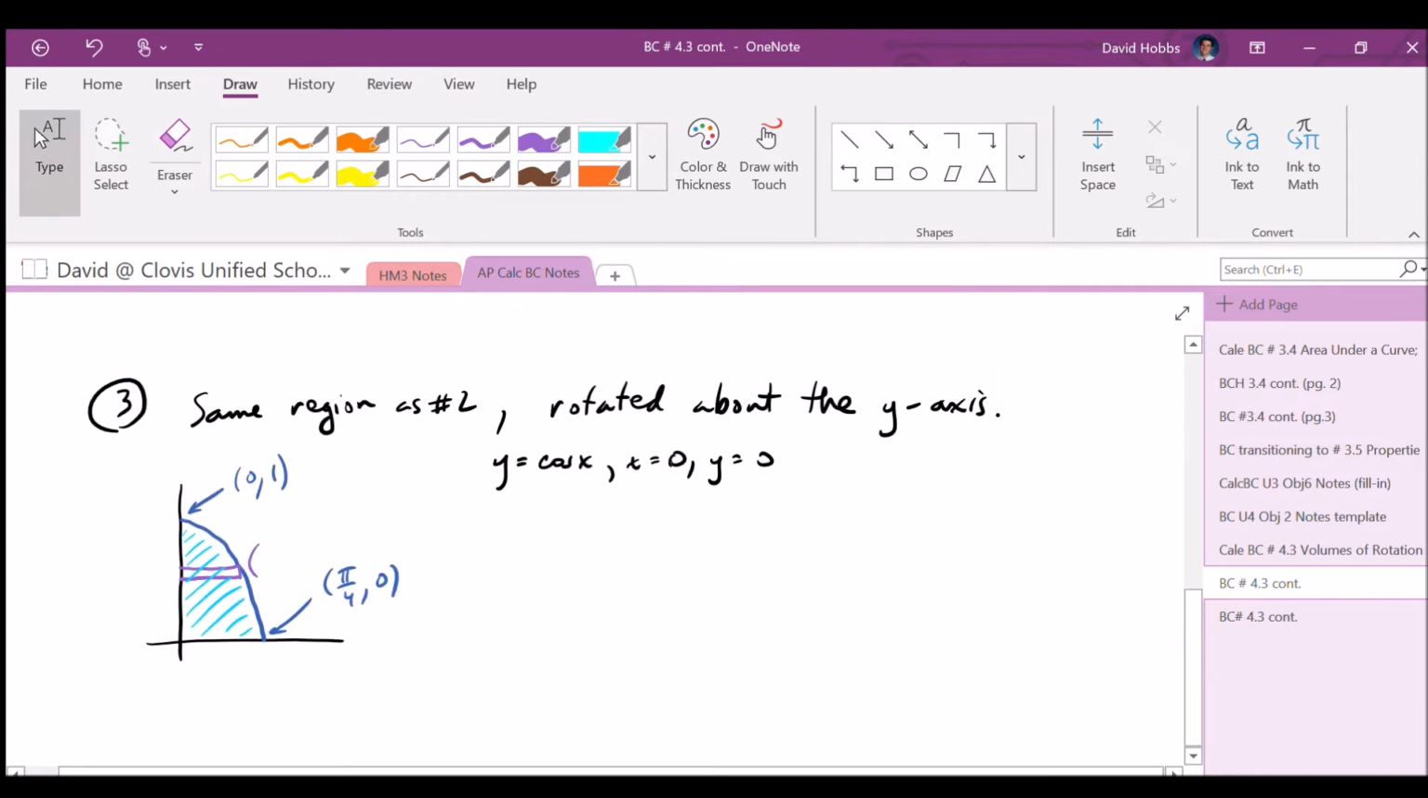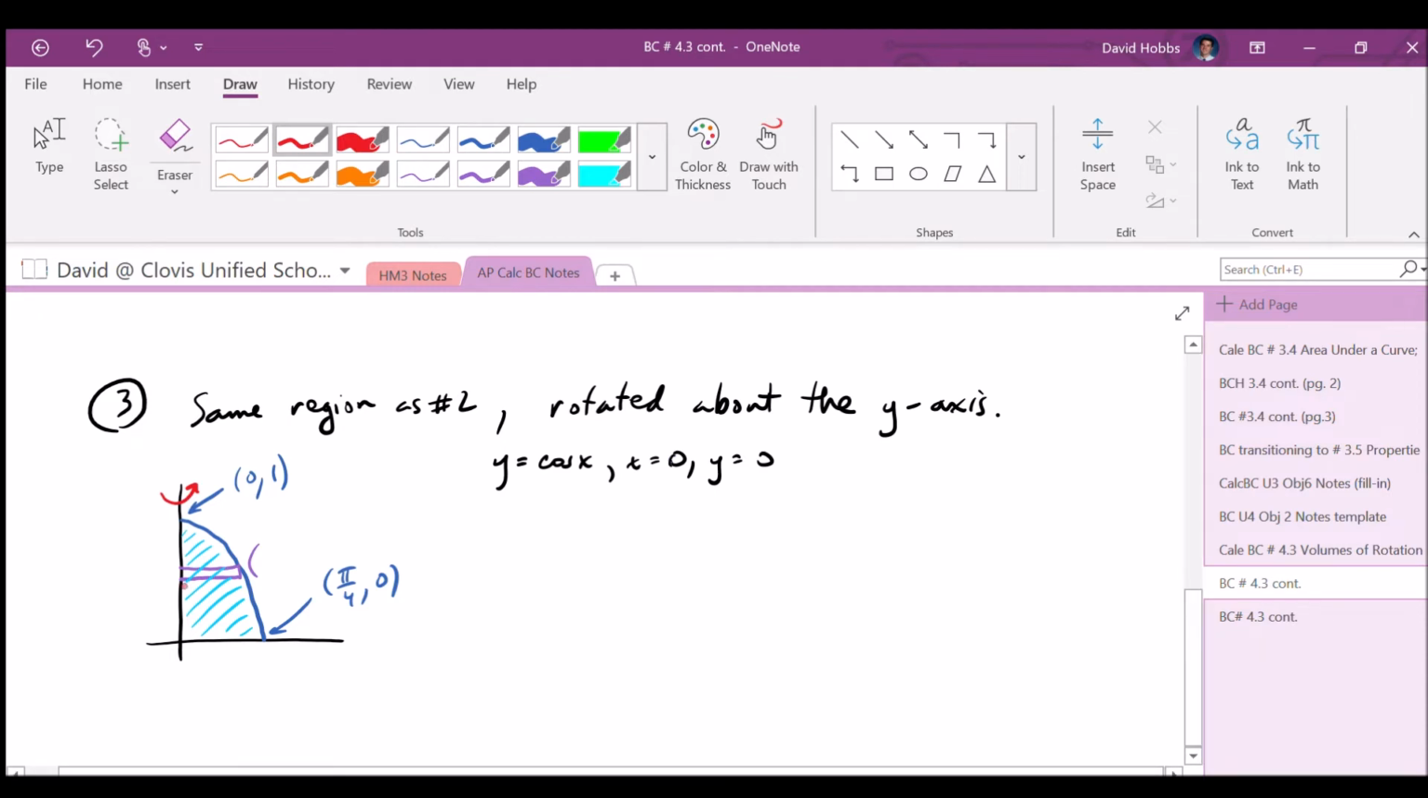Same region as number 2. This time rotated about the y-axis. So I'll go ahead and show that I'm going about the y-axis. Now, some of you might be saying, did I have to draw it that way? Could I have gone the other direction? Yeah, you just need to show the curved arrow that's going around the y-axis there.